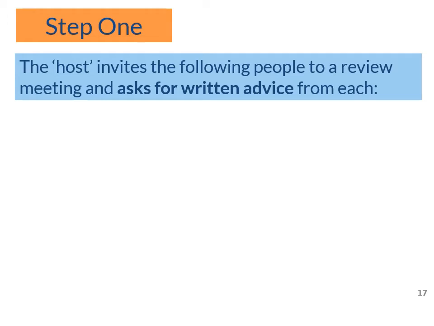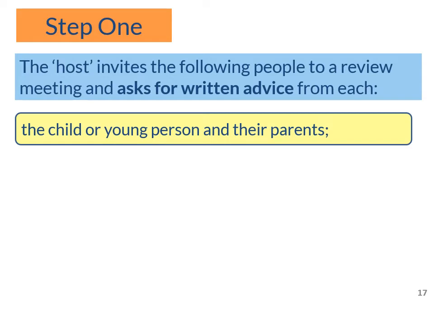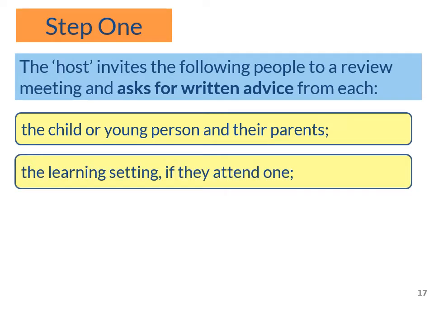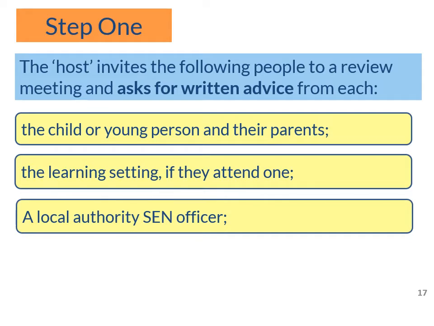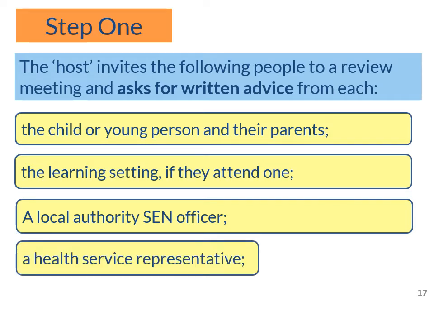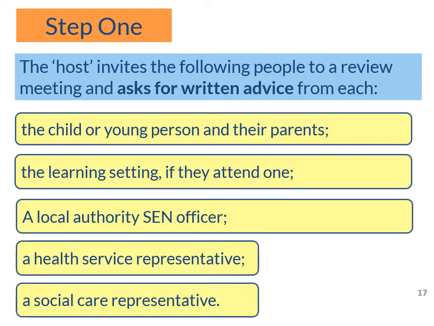So in step one, the host invites the following people to a review meeting and asks for written advice from each of these people: the child or young person and their parents, the learning setting if they attend one. If the child or young person is not attending school, then a person in the local authority who has experience and understanding of special educational needs will be invited. They must also invite a local authority SEN officer, and in Suffolk, this would be a member of the family services team, also a health service representative and a social care representative.